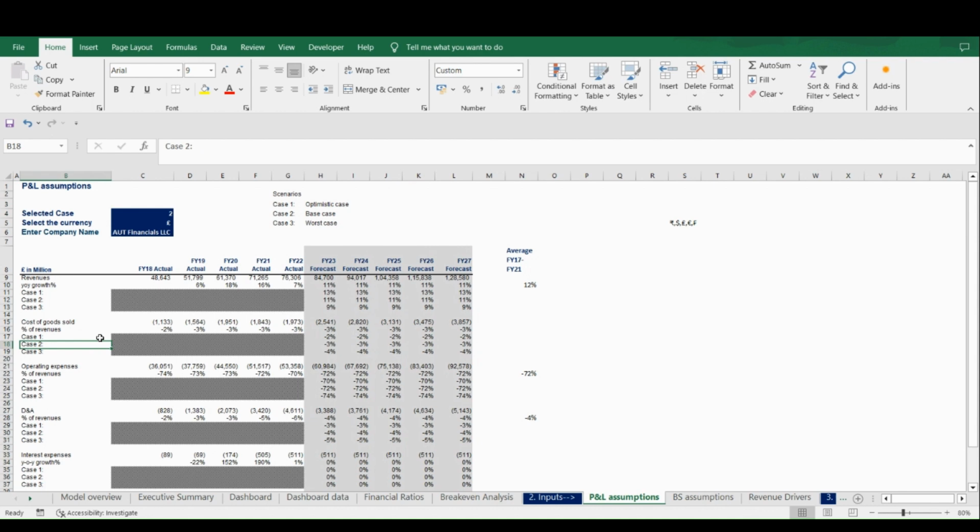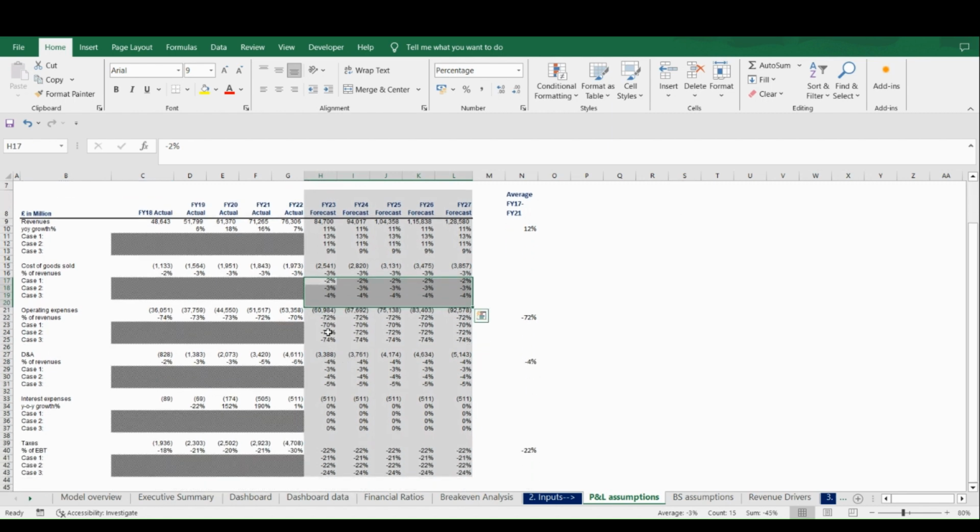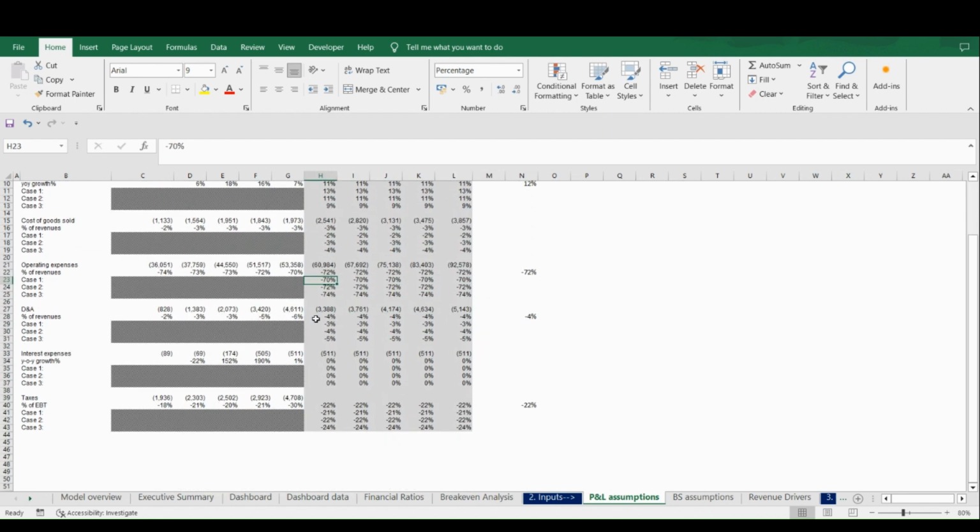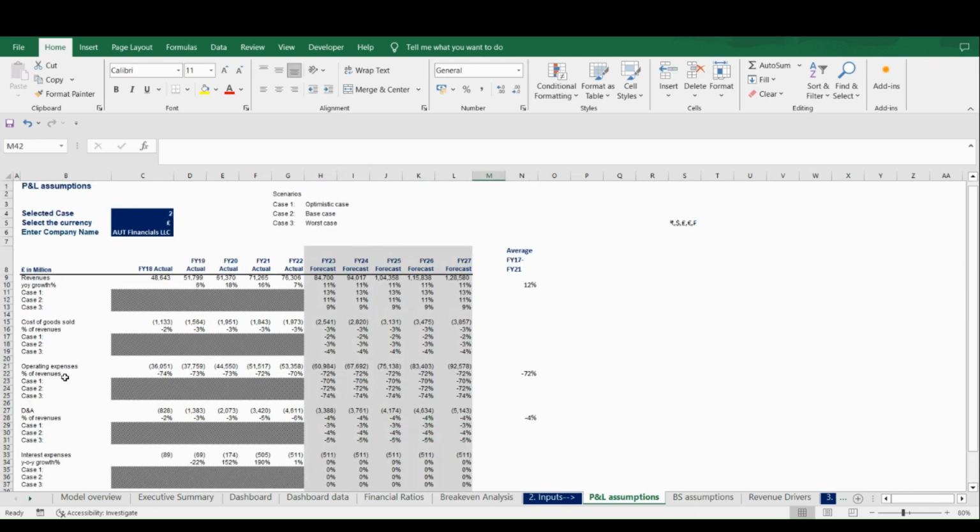Similarly, we are making assumptions about the growth of the COGS as a percentage of revenue. Next, we have expenses as a percentage of revenue. Similarly, we have depreciation and amortization, and then we have the interest expenses. At last, we are assuming the tax rate that will be applicable for our company.